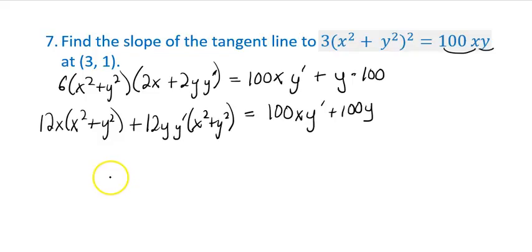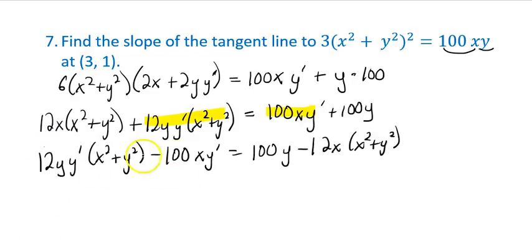And then I'm still trying to get my parts with y prime together. So identifying those would be this one and this one. I'm going to get them on the left side. So I move both of those pieces to the left side by subtracting that 100. And then I move the two pieces without the y prime that I had not highlighted to the right side. Again, I just had to subtract that first piece.